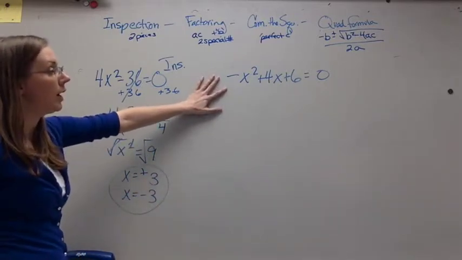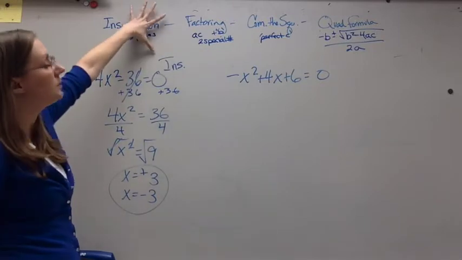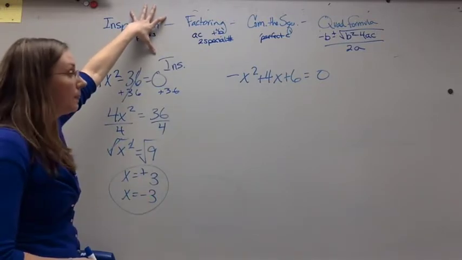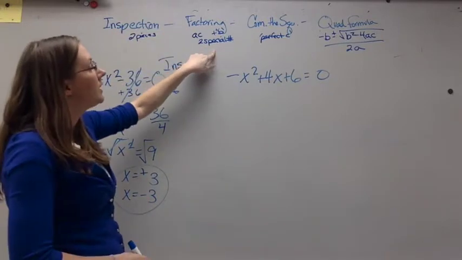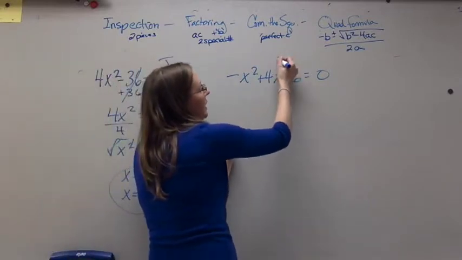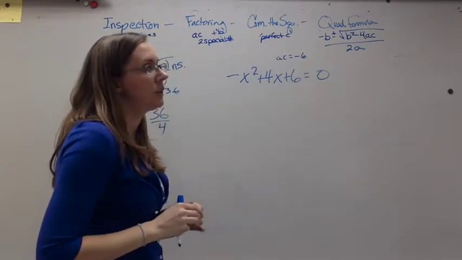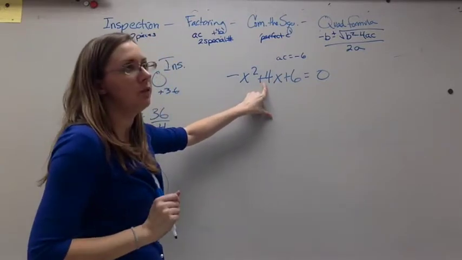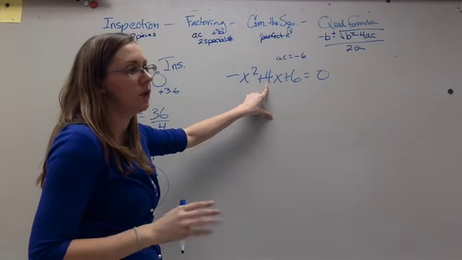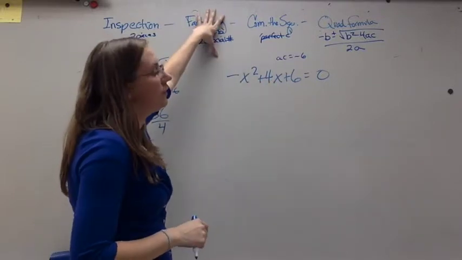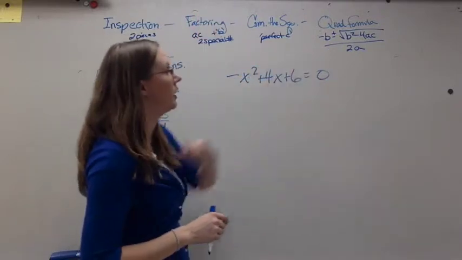Last one we're going to go over. I'm looking here. It's 3 parts, so inspection's not going to be an option here. Next, I'm going to look and see if I can factor. I'm going to do a times c is negative 6. Negative 6 is 2 and 3. Neither of that's going to get me a 4. 6 and 1, that's not going to work either. So I can't think of factoring quick. I'm not going to factor.